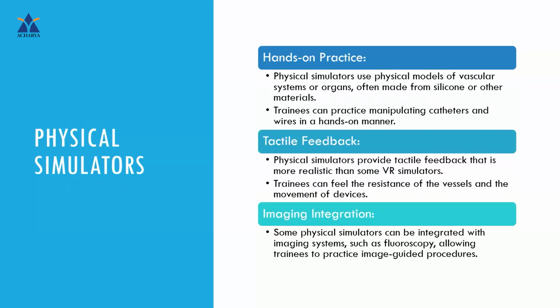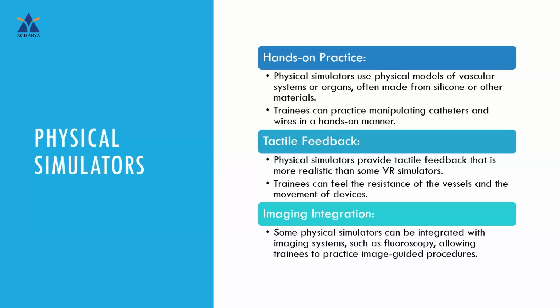Next, we have physical simulators. Basically, physical simulators use physical models of various organs or systems, often made from silicone or other materials, which mimic your anatomy. For example, if you want to practice procedures related to the liver, you'll have a physical model of the liver with all the bile ducts and the arteries, veins, and everything. So you can practice doing procedures on these physical models.